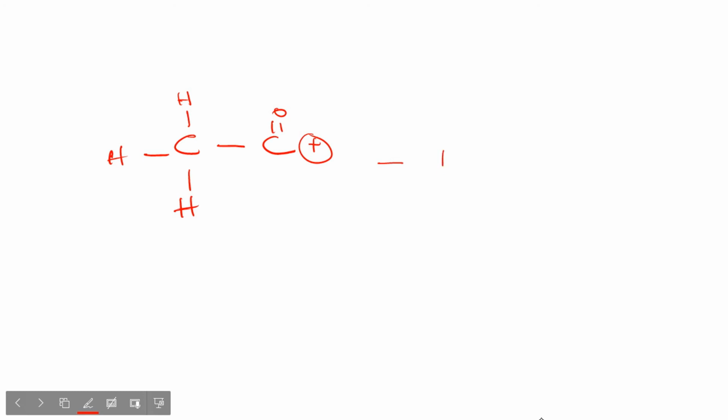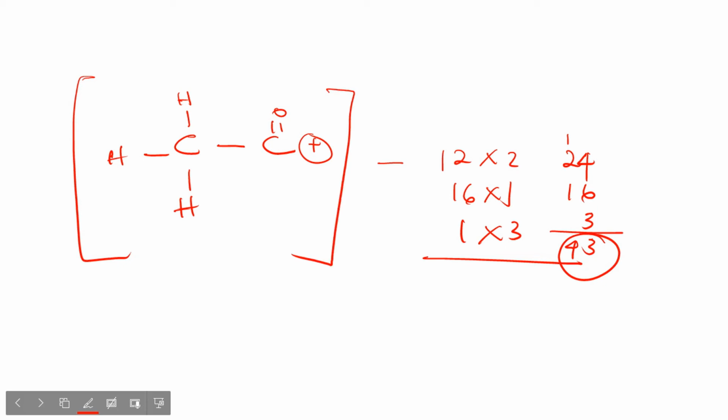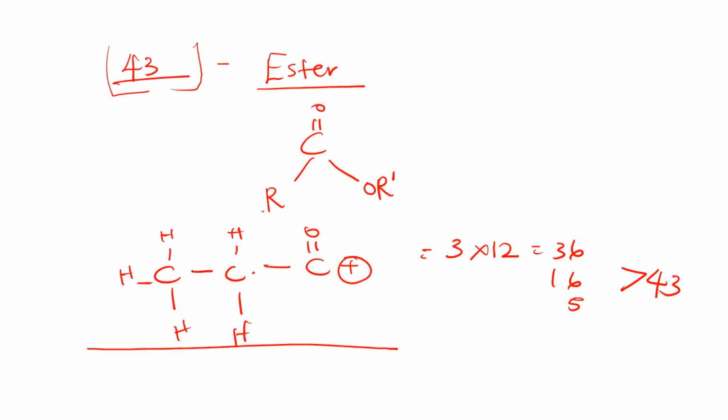And that would be what? 12 times 2, because 2 carbon, 16 times 1. It's 1 oxygen, that's the RAM that we're adding up. And 1 times 3. So 24 plus 16 plus 3. That gives you 43. So this would be the formula of your base peak, the fragment that is represented by 43 on your spectrum.